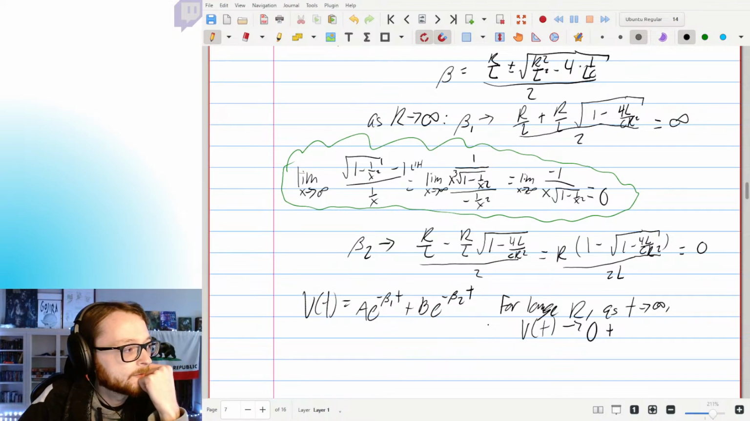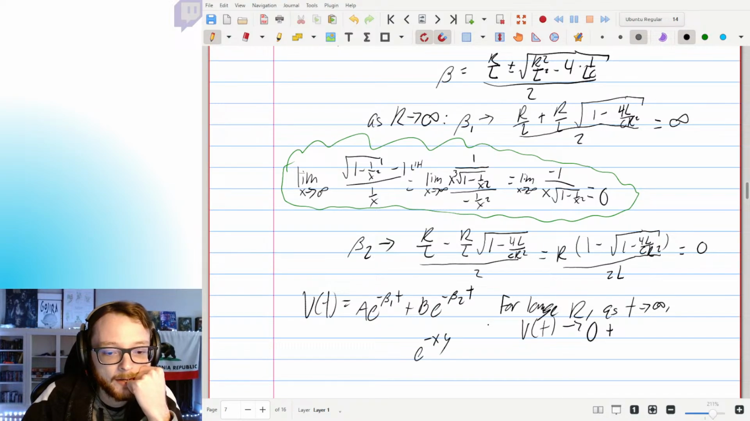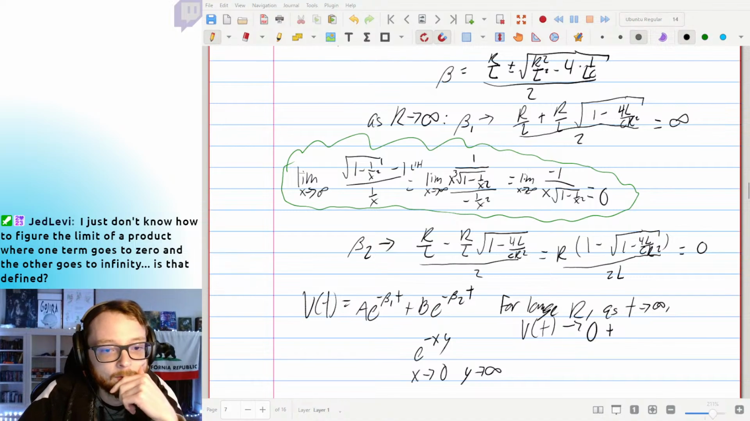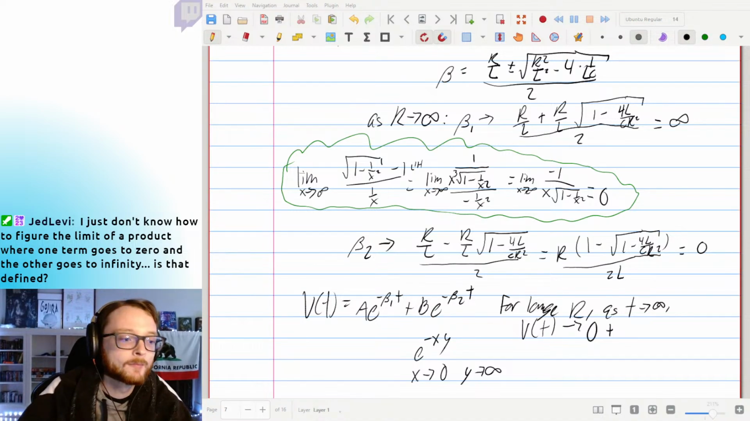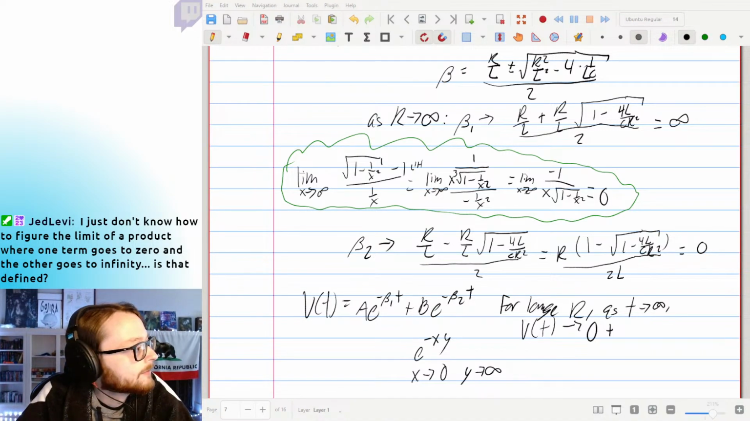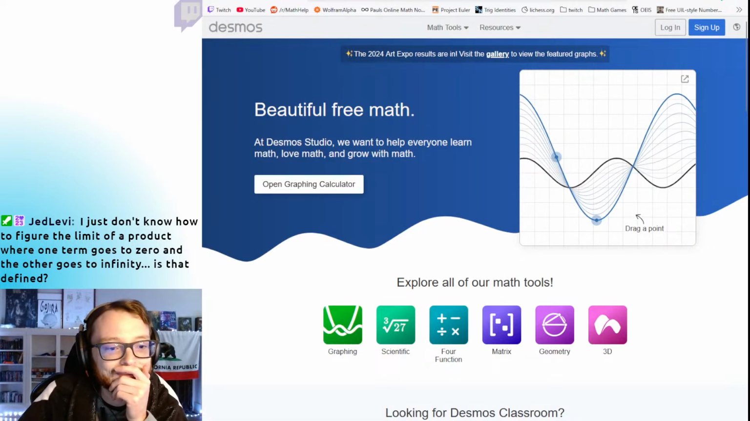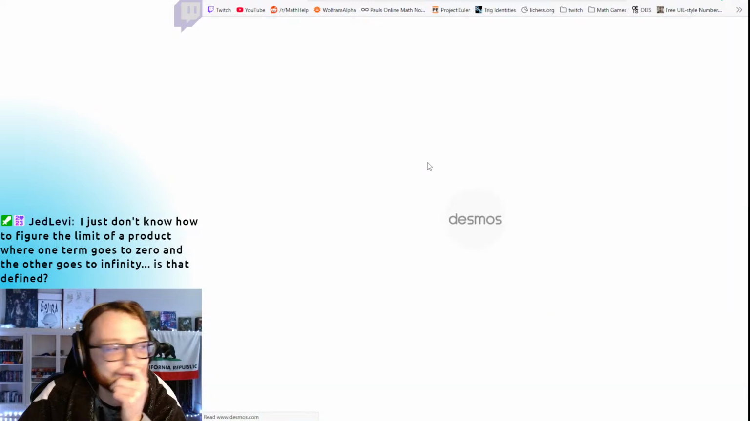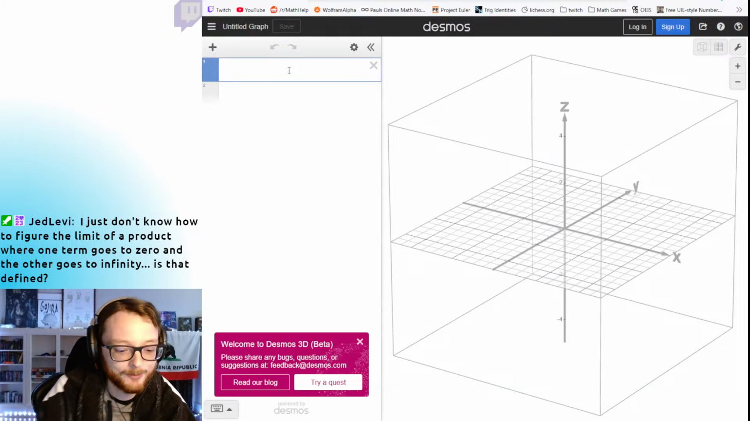This is basically a multivariable limit. Like, could we think about e to the minus xy, and we'd be letting x go to 0, y go to infinity? Let's look at that in Desmos. It probably depends on the function. That's what I'm struggling with too, Jed. And I think it basically comes down to what I just put with e to the minus xy.